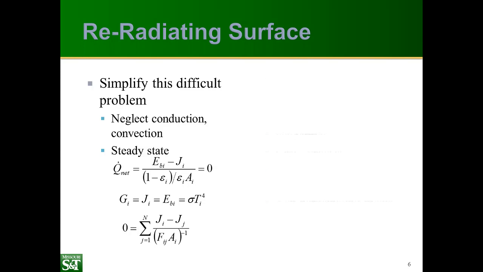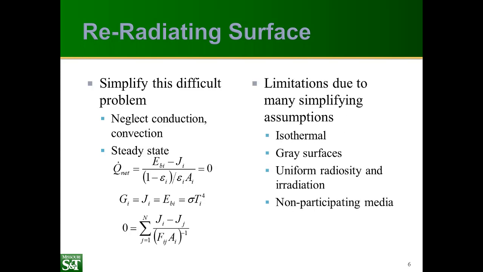Now it's also important to note that there are some limitations here because of the many assumptions we made. I mean, isothermal gray surfaces with uniform radiosity, and we also assume non-participating media, that the gas in the chamber is not absorbing or emitting radiation at all. So we have a lot of idealizations. However, these methods are very useful as first estimates, and in some simple cases, they'll be enough to make engineering decisions based on them. You can also look in textbooks or specialized journals to find more advanced methods.